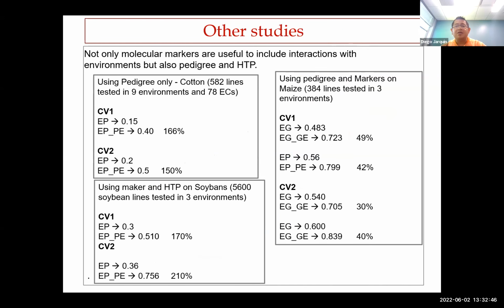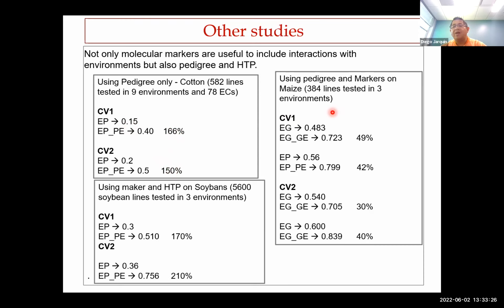So this model has been applied in other problems, and it can be extended. It's not that it works only with marker data, it can also consider pedigree data and high throughput phenotypic data. I've listed here some of the studies where we're using it, for example, in corn, dealing with 582 lines, tested in 9 environments and 78 environmental covariates. This model was able to improve predictability around 166% with CV1 and 150% with CV2.